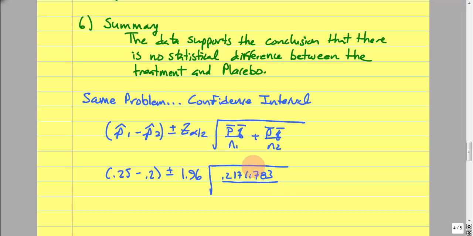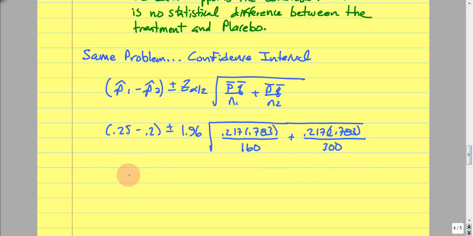Over n1, which was 40. Plus, got to extend out this radical sign, 0.217 times 0.783 divided by my second sample size, which is 300. Whoops, this sample size is incorrect over here. That was x1. We wanted n1, which was 160. Okay, so 0.25 minus 0.2 is 0.5.